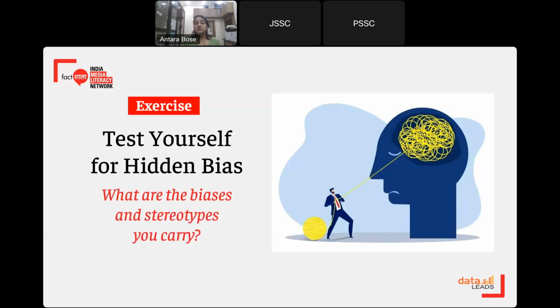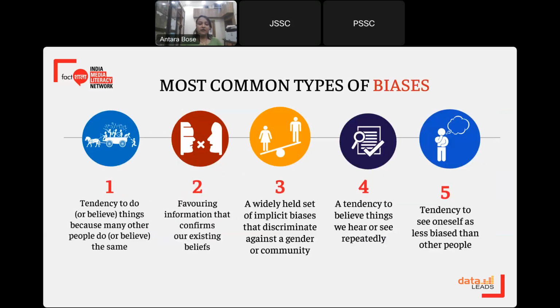So test yourself for hidden biases. As I said, Wikipedia has 75 kinds of biases. You can go and check on Google and explore your hidden biases. The most common types of biases are: the tendency to do things because many other people do, the herd mentality; favoring information that confirms your existing beliefs; a widely held set of implicit biases that discriminate against a gender or community; a tendency to believe things we hear or see repeatedly.